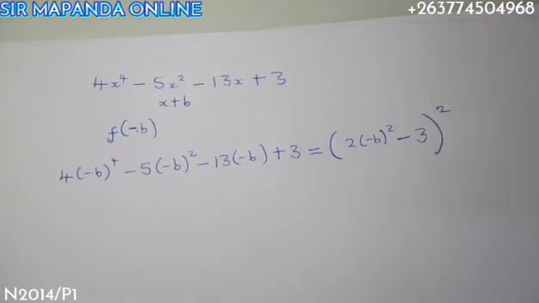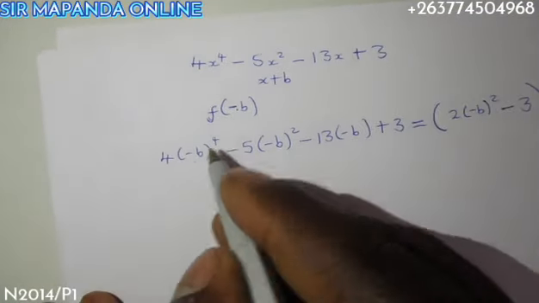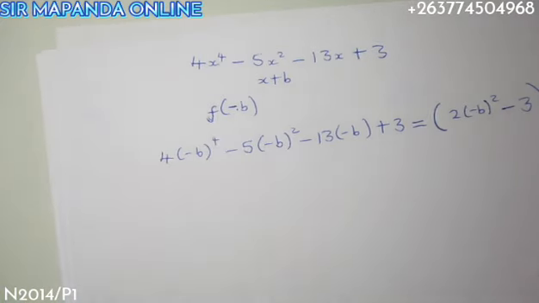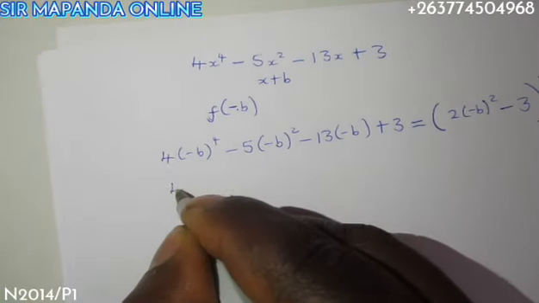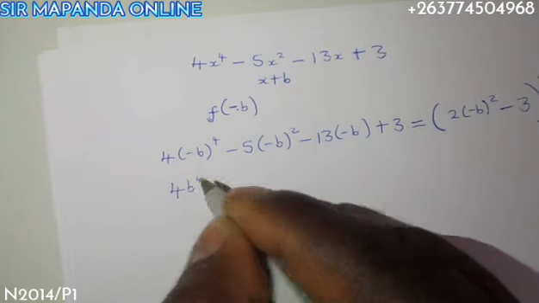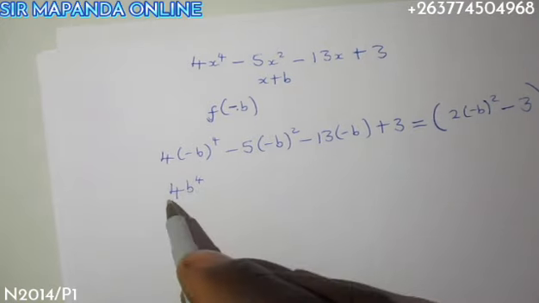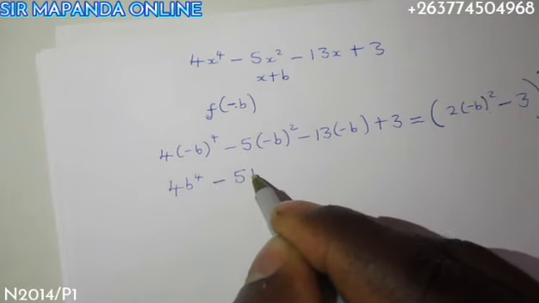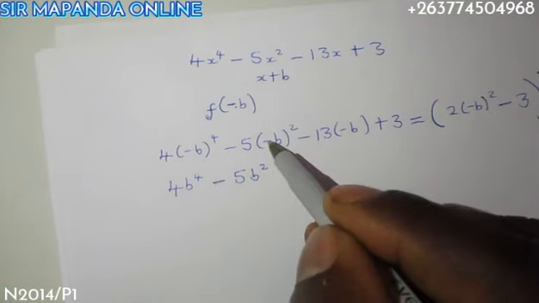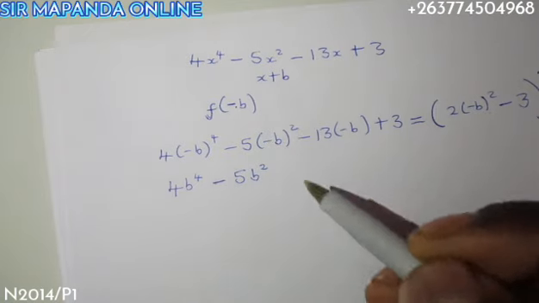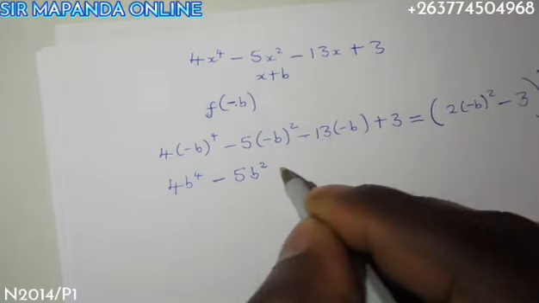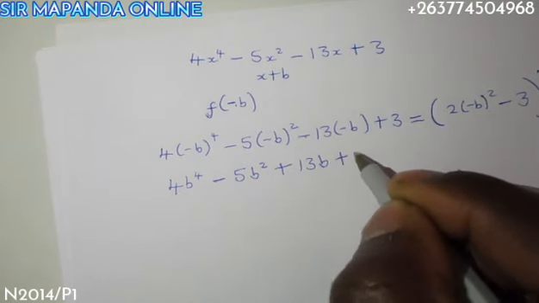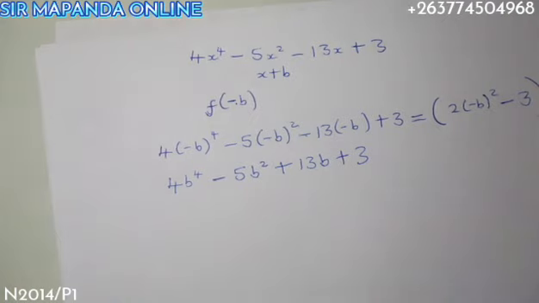Let us proceed. Right. So when a negative number is raised to an even power, the negative sign disappears. So here you are going to be left with b to the power 4, then minus 5b squared, since the negative disappears with this even power 2, minus and minus, you get plus 13b plus 3, something like this.